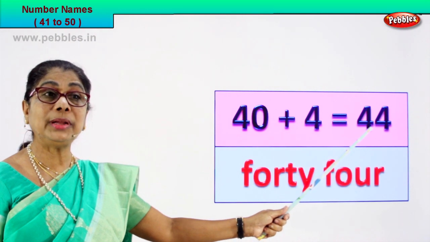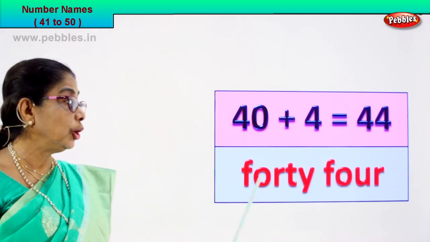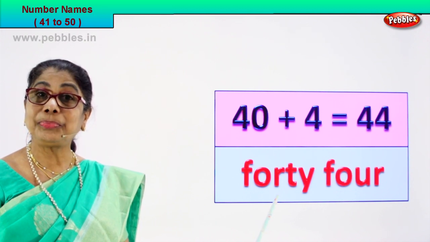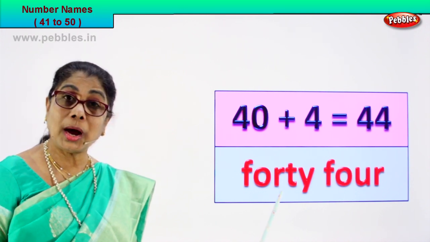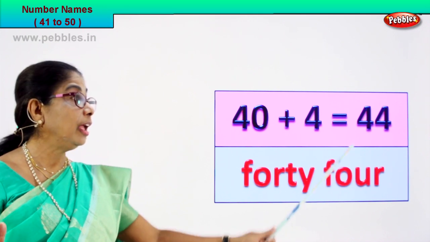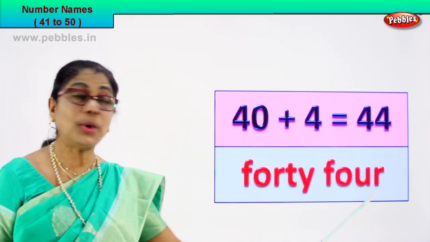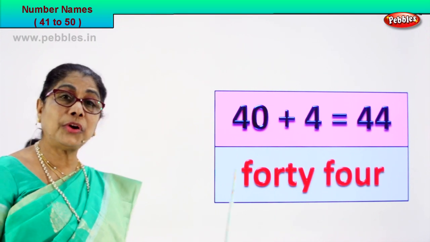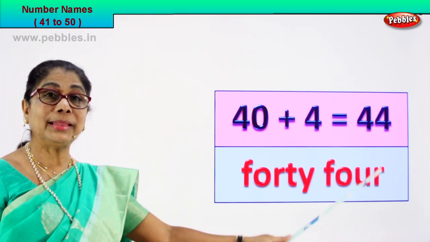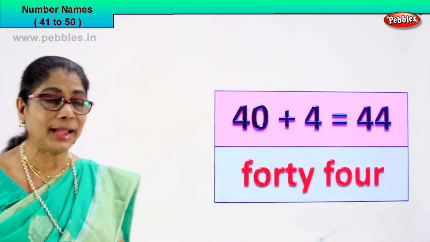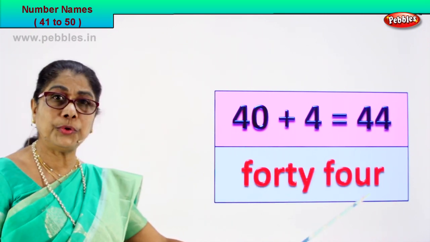How do you spell 40? How do we spell 4? Look what we have here. Spell, read with me. F-O-R-T-Y, 40, F-O-U-R, 4, 44. The number name of this numeral 44 is written as forty-four.